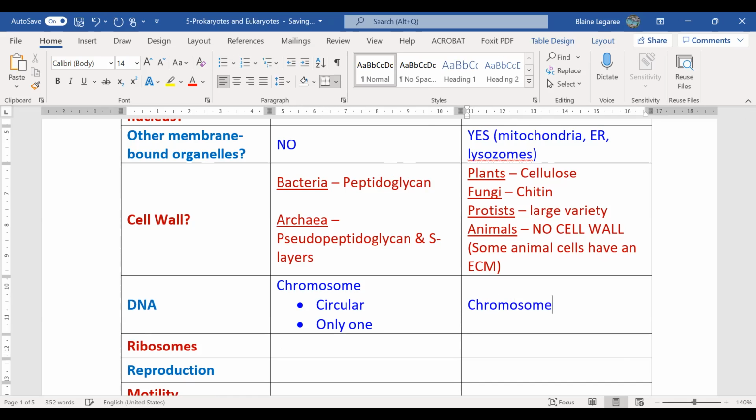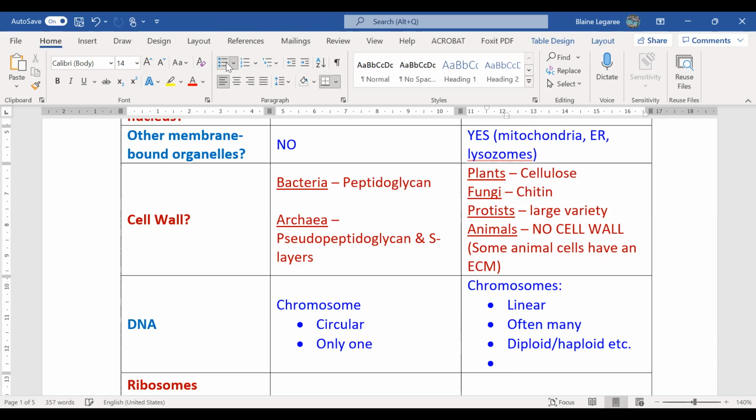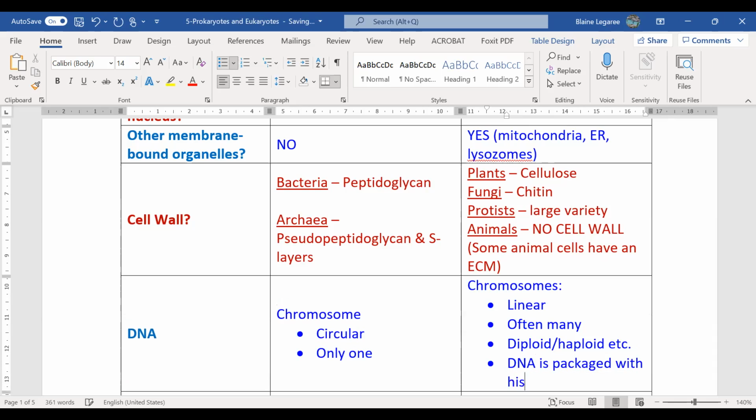And so for eukaryotes, we have linear chromosomes, meaning it's kind of like a piece of string with a beginning and an end. Often many. You could be diploid or haploid or other things, okay? And one other thing to say is that the DNA is packaged with something called histone proteins. And we haven't talked about those yet. It's going to be a little while later we'll talk about them. But I just wanted to throw that down so that you've heard that word, and you'll hear it again later on in the semester.